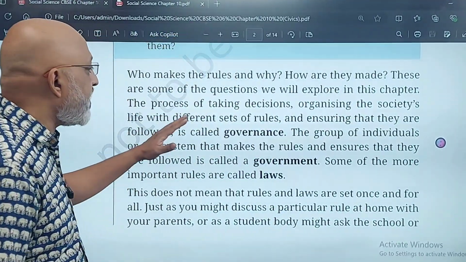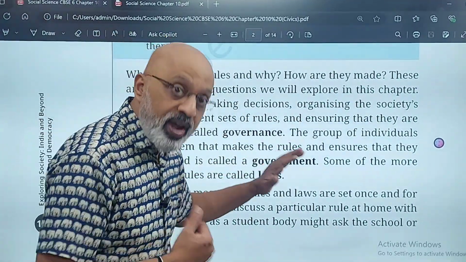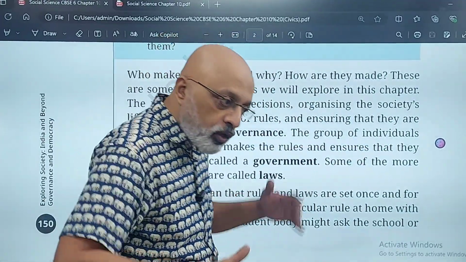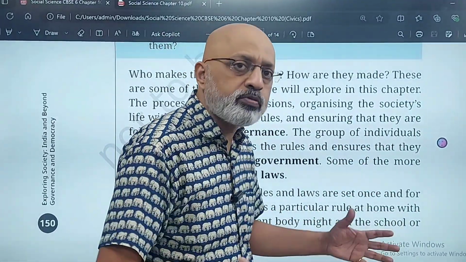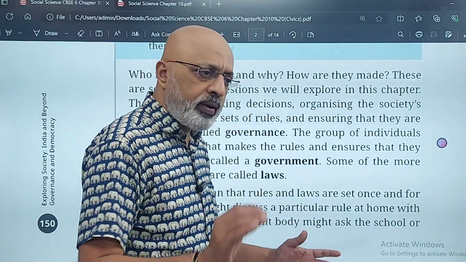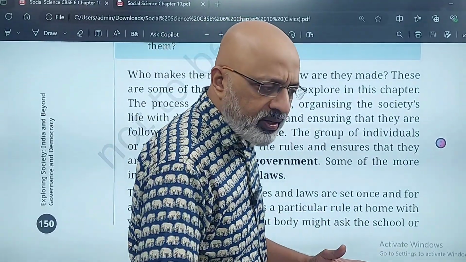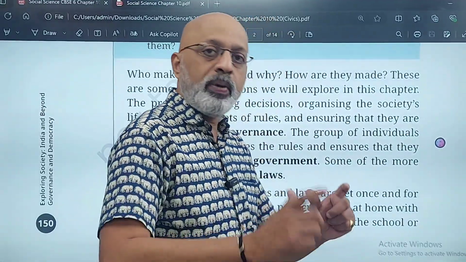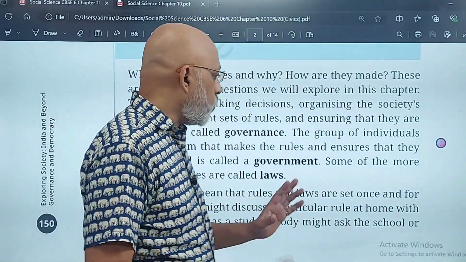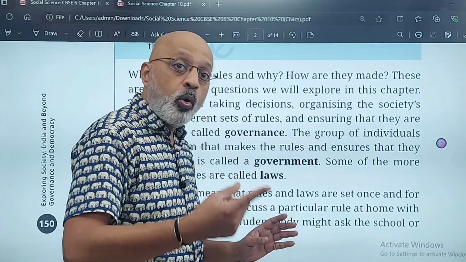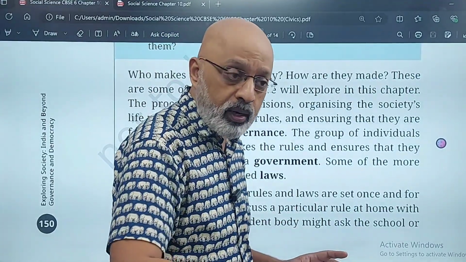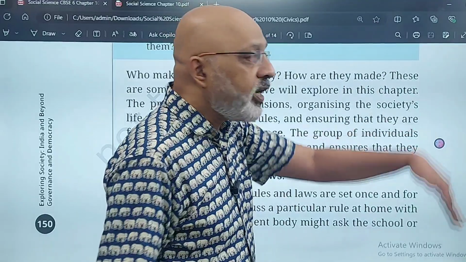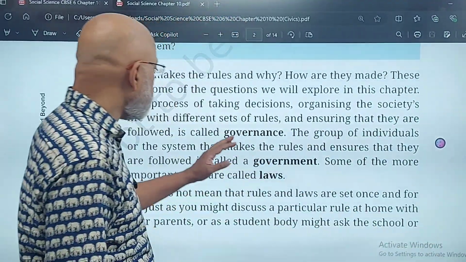Organizing the society's life with different set of rules. So we have decided that we will decide on anything which is about the common area through consensus. If there are 14 people and 8 are on one side and 6 on the other, then the majority view will prevail. The majority will decide what should happen, and the other people who are not in agreement will have to obey, because the majority view is that it should be of this color.